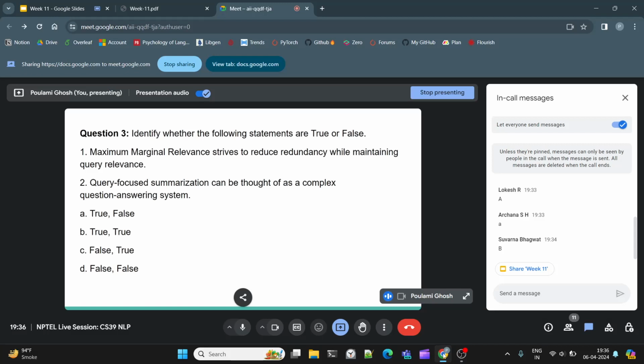Okay. How about Suvarna? Would you like to add anything to what Lokesh and Archana said? Yes, ma'am. I have opted for option B. So, I will give the explanation for why the second sentence is true. Query focused summarization can be thought of as a complex question answering system, which is true, because a simple question answering system just tries to answer the question that has been given. But query focused summarization also answers the question and it summarizes also. So that's why it can be thought of as a complex question answering system and not as a simple question answering system.